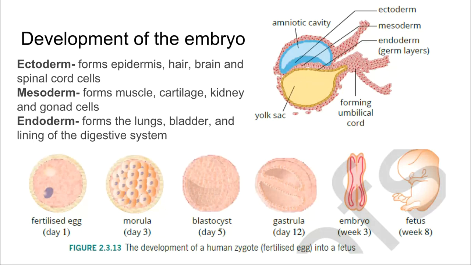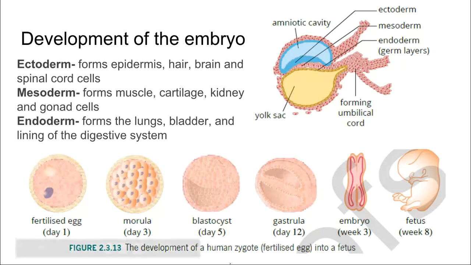But in fact, we see this embryo having 3 layers, which are really important in forming the structures required for the fetus to then be able to grow and develop into a living, functioning organism. So we see the ectoderm, which is in fact the outermost.